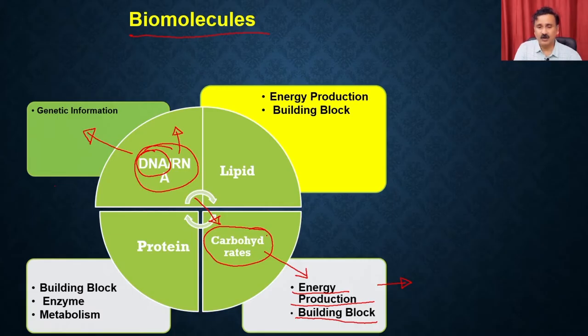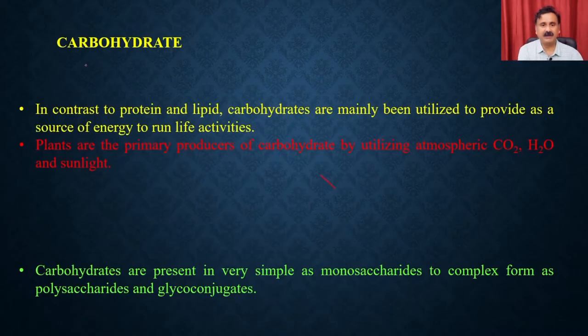Carbohydrates are commonly called sugars, right? In contrast to proteins and lipids, carbohydrates are mainly utilized as a source of energy to run the biological activities. Plants are the primary producers of carbohydrates, utilizing atmospheric carbon dioxide, water and sunlight. If you recall, we discussed this when we were discussing the chlorophyll, or the chloroplast.